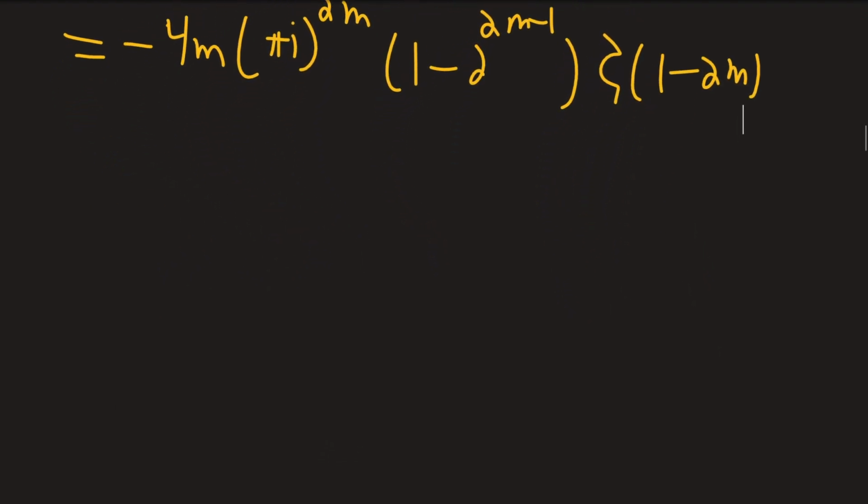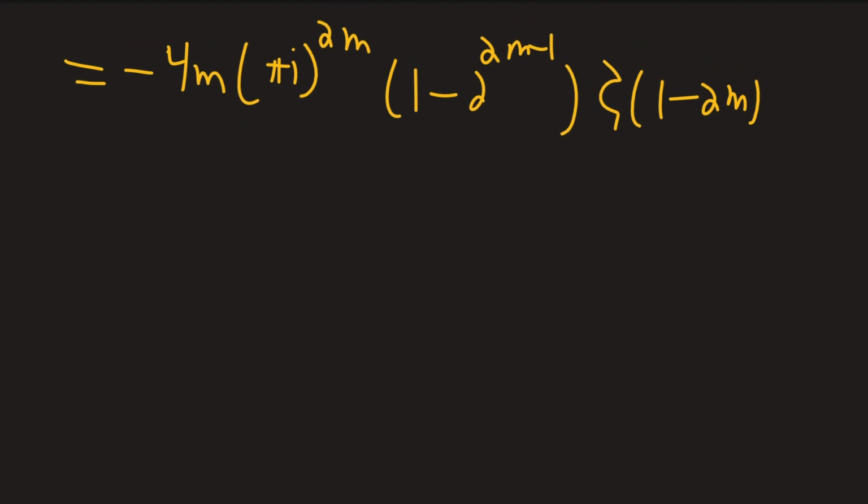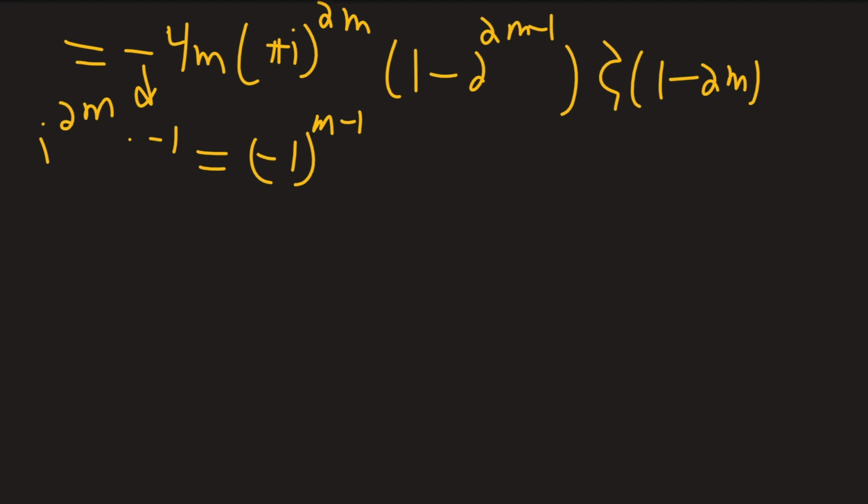And this right here is essentially our answer. We just need to clean it up a bit. The way we're going to do that is to take a look at this i term. So we have an i to the 2m times negative 1. But i squared is negative 1, so we have negative 1 to the m, but then we're being multiplied by negative 1, so this is negative 1 to the m plus 1.